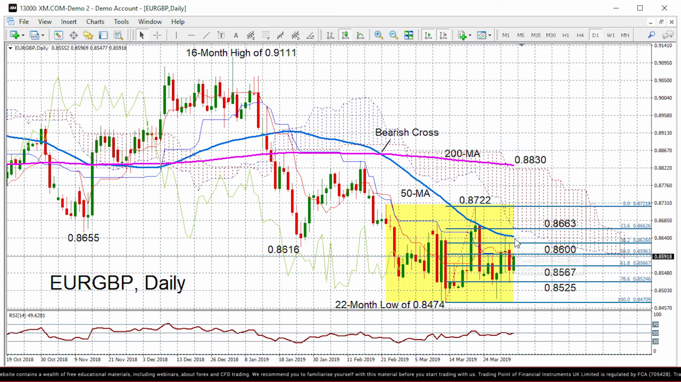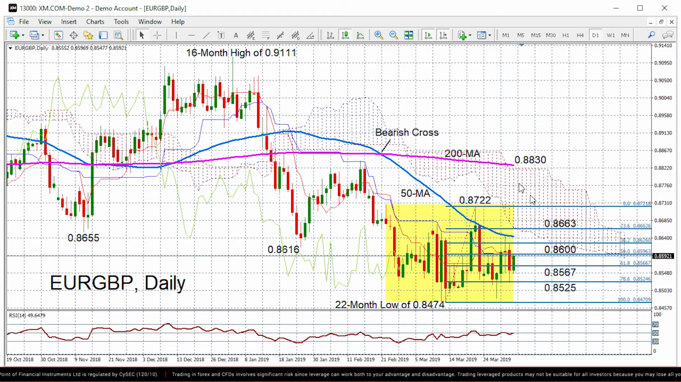If prices do manage to break above the 50% Fibonacci, we could then see the 50-day moving average acting as resistance at 0.8644. Breaking above the 50-day moving average could help prices aim for the March top of 0.8722. It would also take the pair inside the Ichimoku cloud and would help shift the medium-term picture to a neutral one.